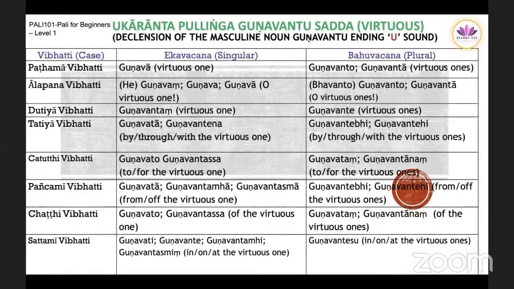Declension of the masculine noun Satimantu, ending in the u sound. Pathama vibhatti, ekavachana: satima. Bahuvachana: satimanto, satimanta. Alapana vibhatti: he satima. Bahuvachana: bhavanto, satimanto, satimanta.